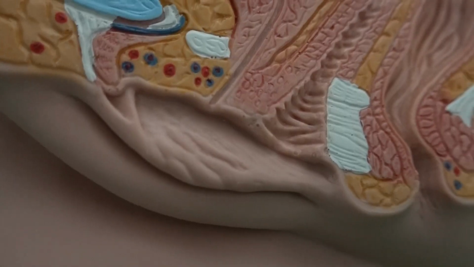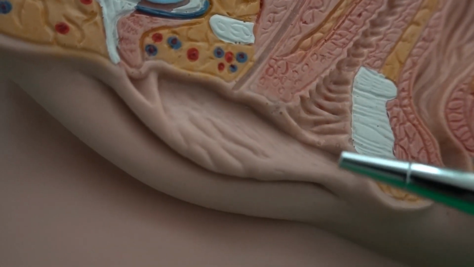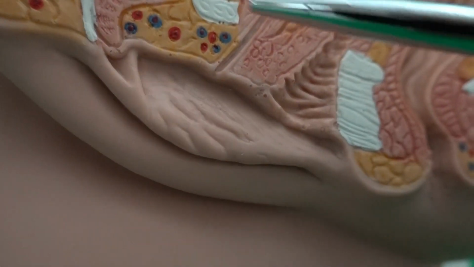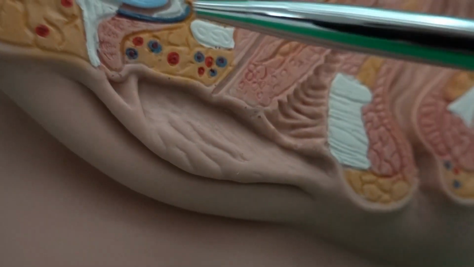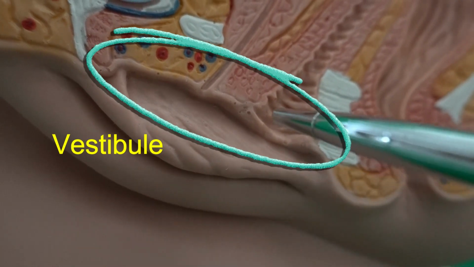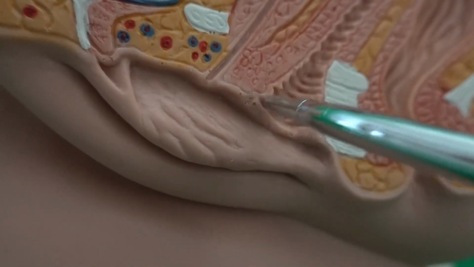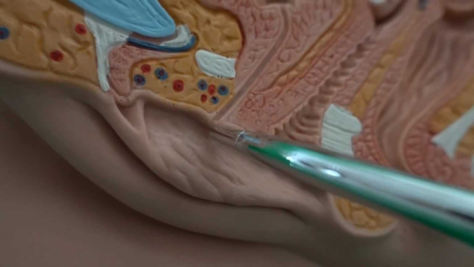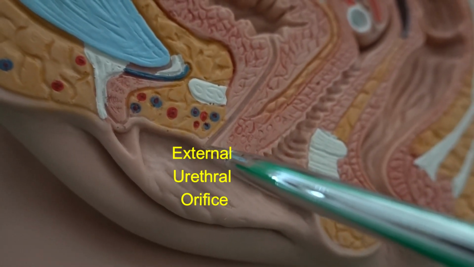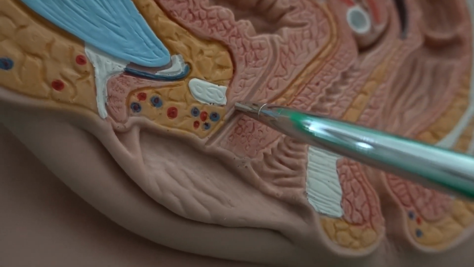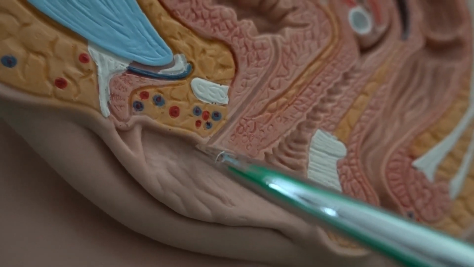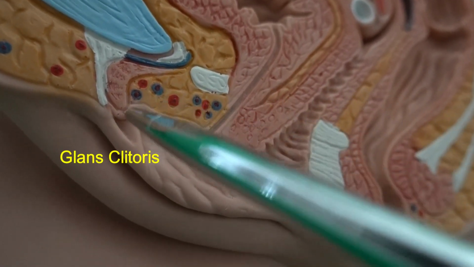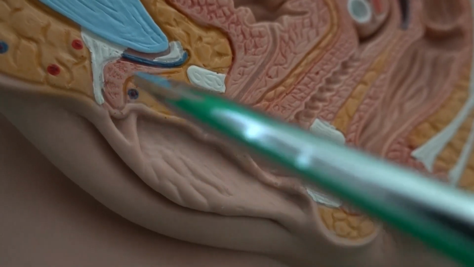So now if I try to visualize the left labium minus, exactly between the two labia minora, I have a space. We refer to this space as vestibule. Inside the vestibule, posteriorly, we find the vaginal orifice. From vaginal orifice, when I move anteriorly, I find external urethral orifice. That's the pathway for urine to be excreted out of the body. And from external urethral orifice, when I move anteriorly, I find glans clitoris. So those are three important structures that we find in the vestibule.